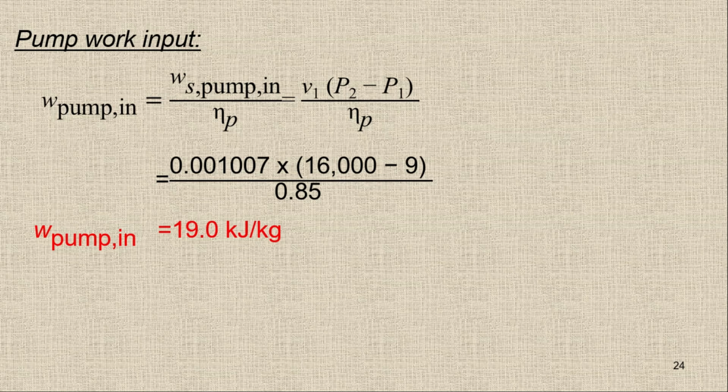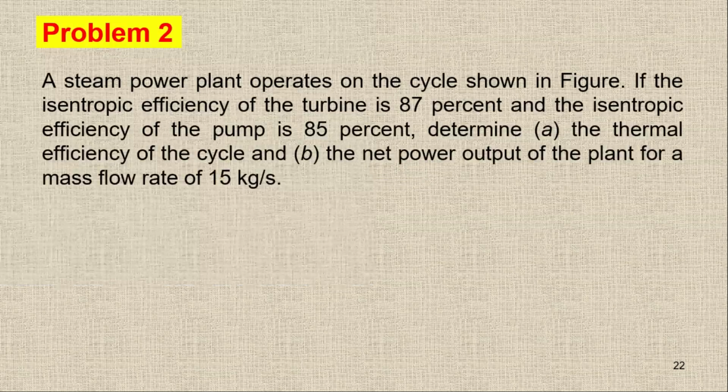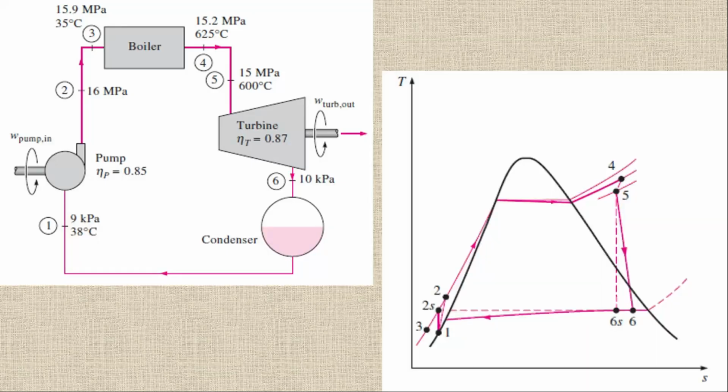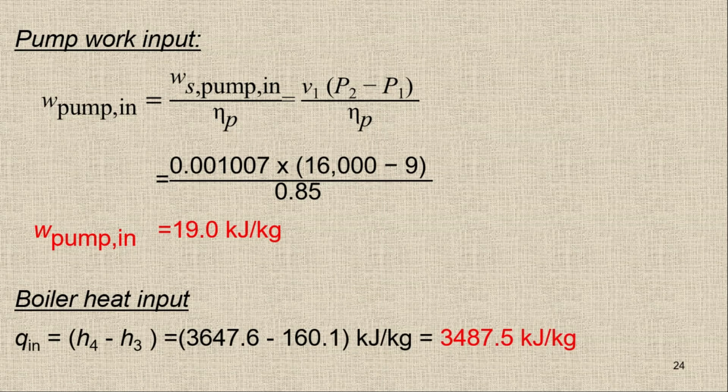For H4 we have the data, and for H3 we have the data. Using this data, we can find the values of H4 and H3. We get H4 minus H3 equal to 3647.6 minus 160.1 kilojoule per kilogram, and when you solve this, you will get 3487.5 kilojoule per kilogram. So this is the Q in, which is the heat input to the boiler.